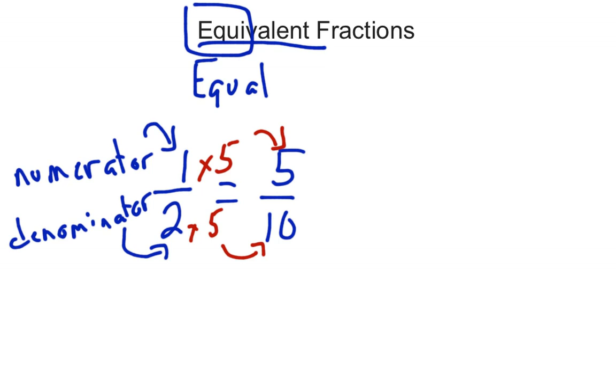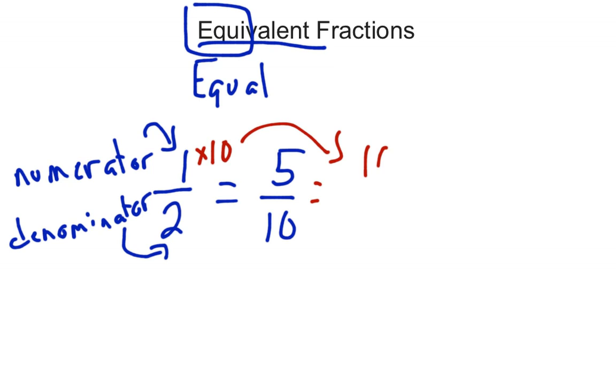Now, that's if you're multiplying by 5. You don't have to multiply by 5 on the top and bottom. What if I chose a different number? Well, we could choose any number that we want. So instead of multiplying by 5, what if I pick 10? Then 1 times 10 is 10. But since I multiply by 10 on top, I multiply by 10 on the bottom. 2 times 10 gives me 20. So that's another equivalent fraction.